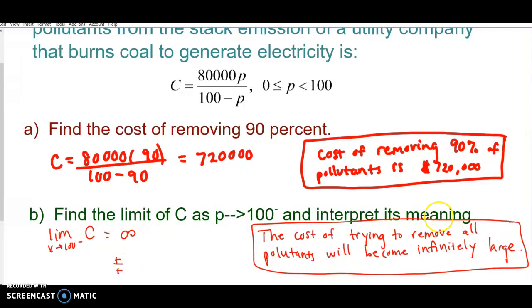Well, we wanted you to interpret its meaning. Well, think about this. We have 0% of pollutants to 100% of pollutants. So what this means is that the cost of trying to remove all pollutants, or in other words, 100% of pollutants, will become infinitely large.